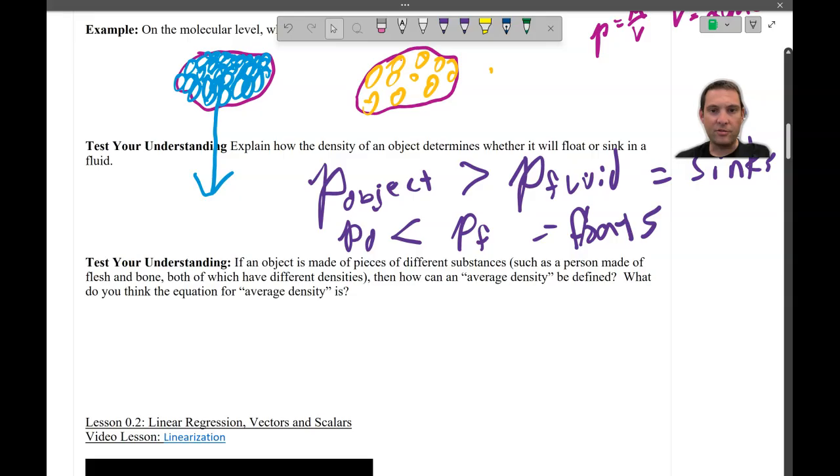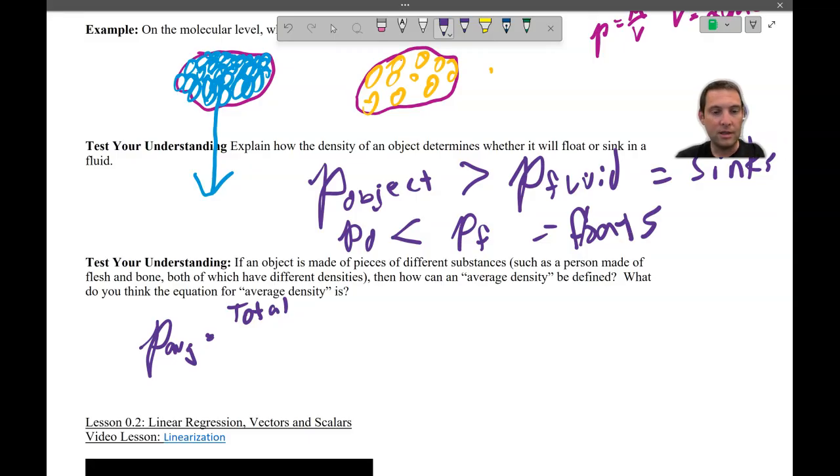If an object is made of pieces of different substances, like a person made of flesh and bone, which have different densities, how can an average density be defined? What do you think the equation for average density is? Average density is going to be your total mass. So you take the mass of the bone and the mass of the flesh and the mass of the blood and all of that, divided by the total volume.